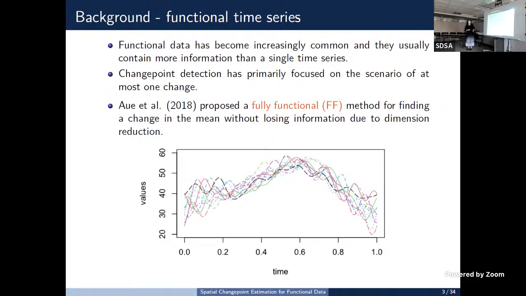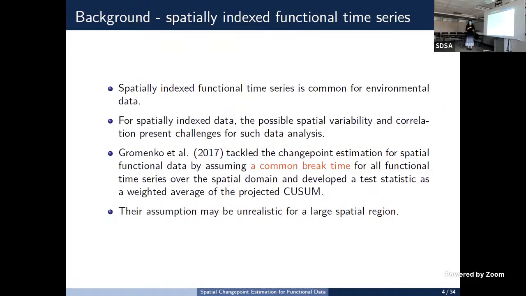So usually change point detection in this area focuses on the at most one change. One recent paper proposed a fully functional method for finding a change in the mean, so we will mainly compare our results with this method. What we are working on is the spatially indexed functional time series. It means we observe the functional time series at some spatial locations. It is very common for environmental data because we collect data at a lot of spatial locations, and we would expect some correlation between them.